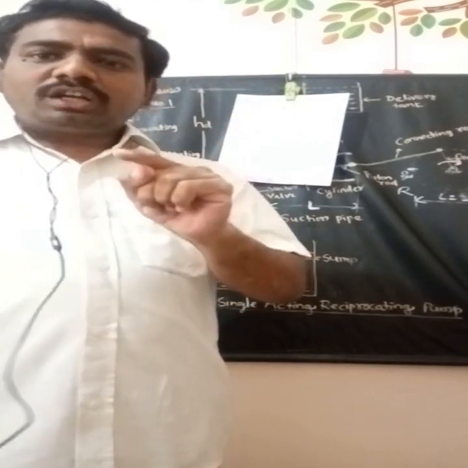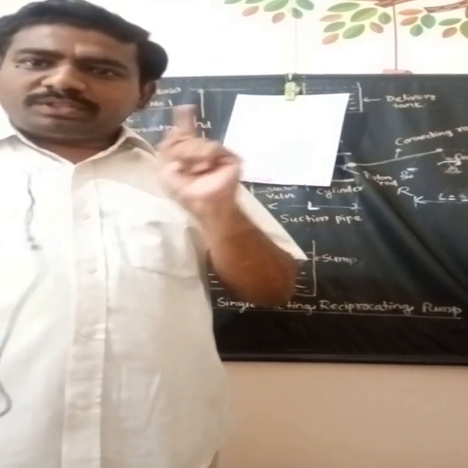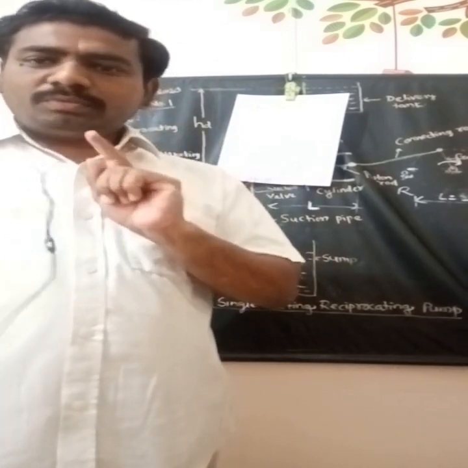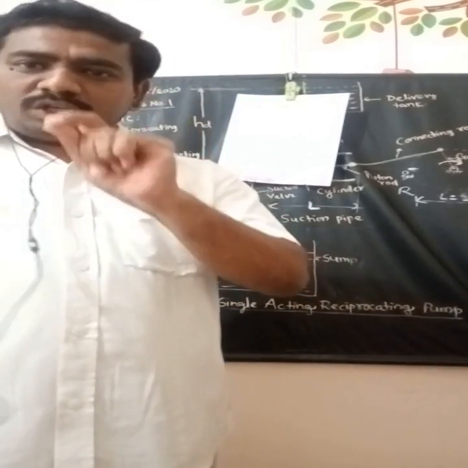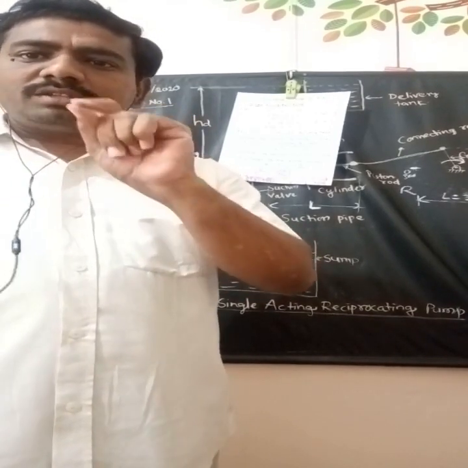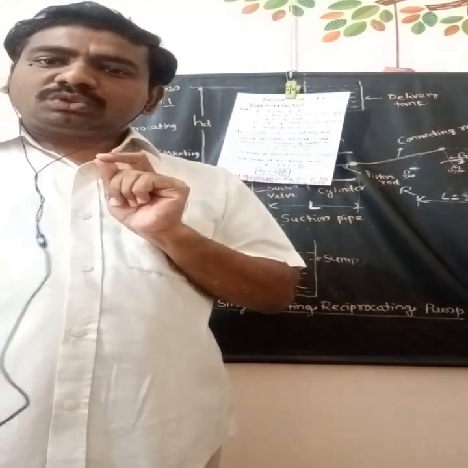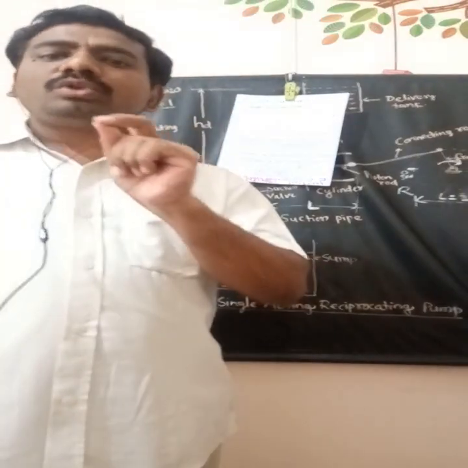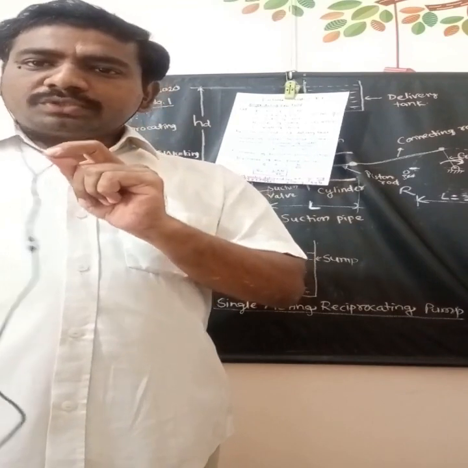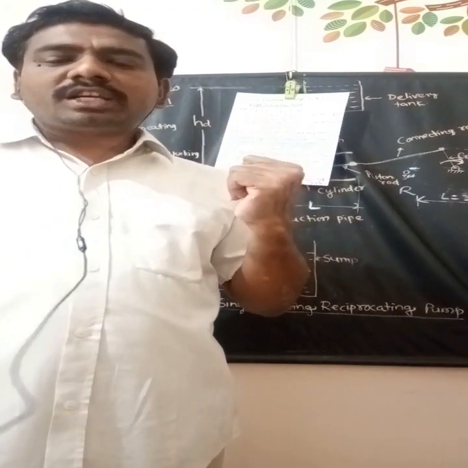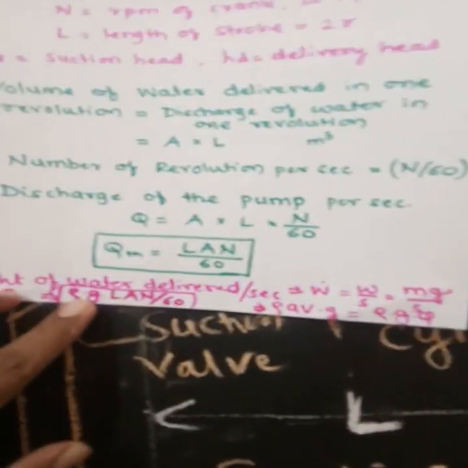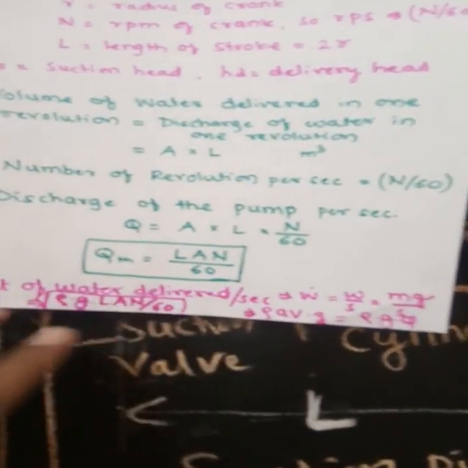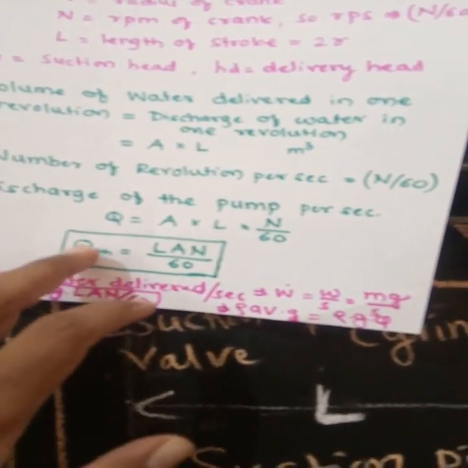So the mass flow rate, m by S, into g represents the weight per second which is lifted. So W dot equals rho into A into V, into g. But AV represents the discharge, so it is rho into Q into g. Finally Q can be represented as LAN by 60. So the weight of water delivered per second is rho into g into Q, which means rho g into LAN by 60.